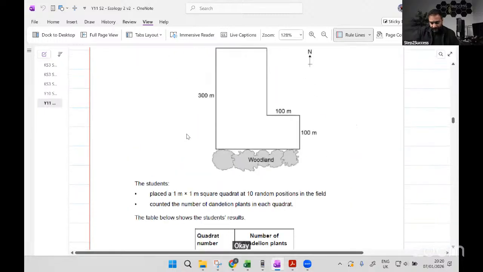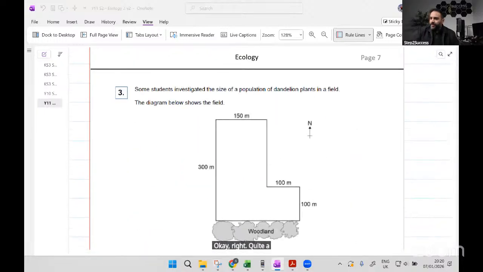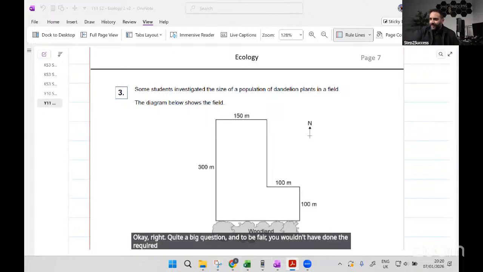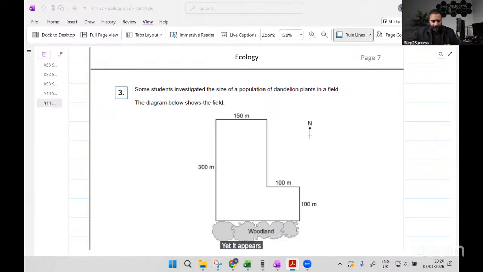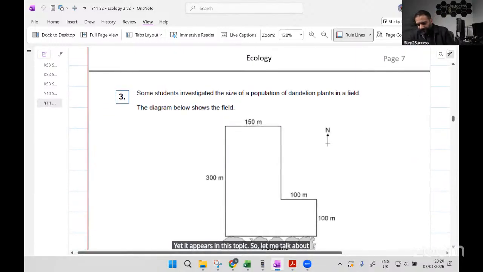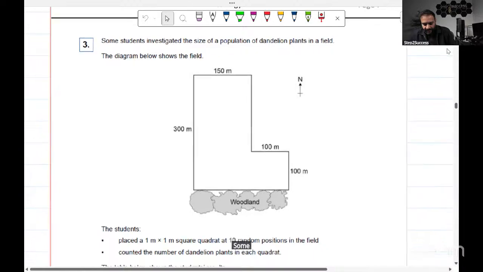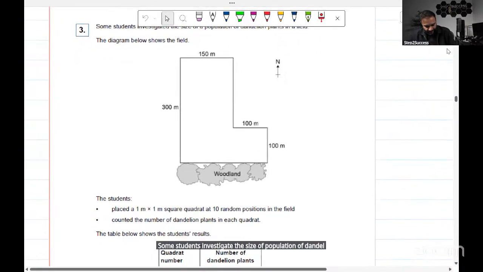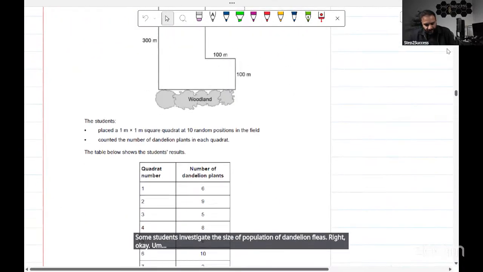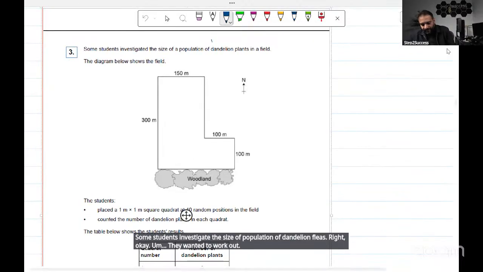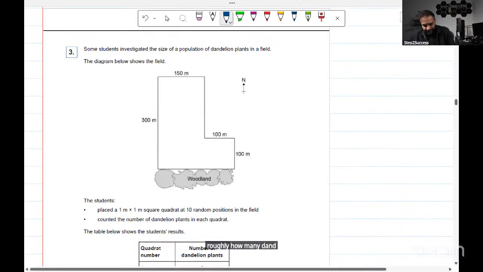Okay, right. Quite a big question. And to be fair, you wouldn't have done the required practical, at least in the lesson, because we do a separate lesson on it. Yet it appears in this topic. So let me talk about this entire question first. Some students investigate the size of population of dandelion. They wanted to work out roughly how many dandelions there are in this field.